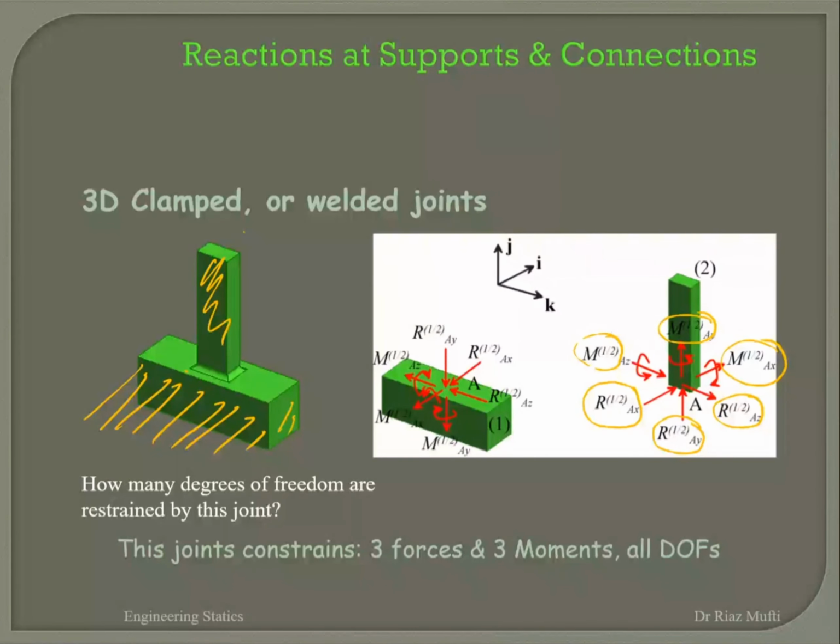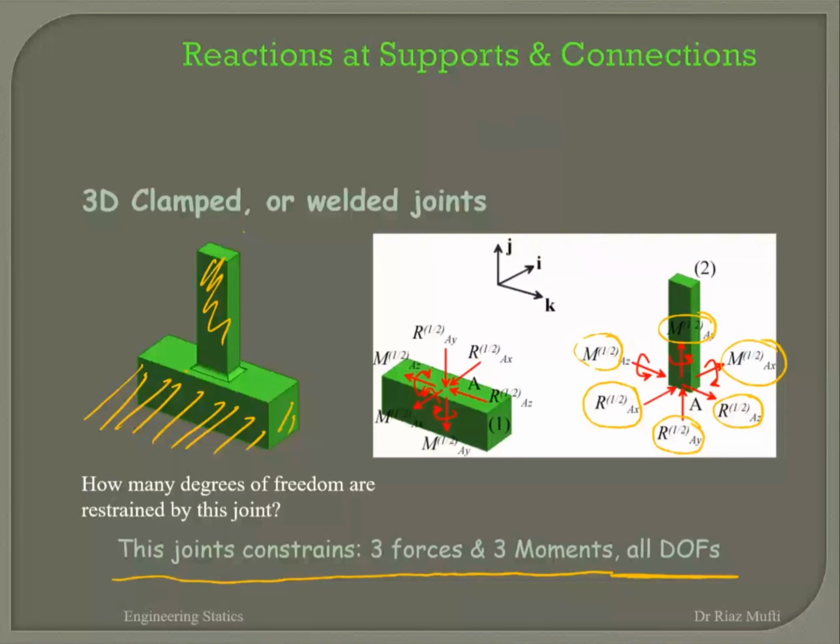Yes, sir. So it says here, this joint constrains 3 forces and 3 moments, that is along all the degrees of freedom. So it doesn't have any degree of freedom because it's been held. Clear?